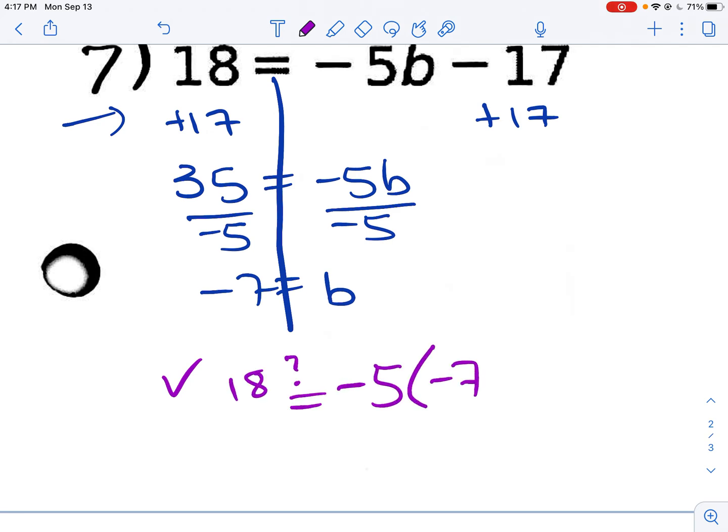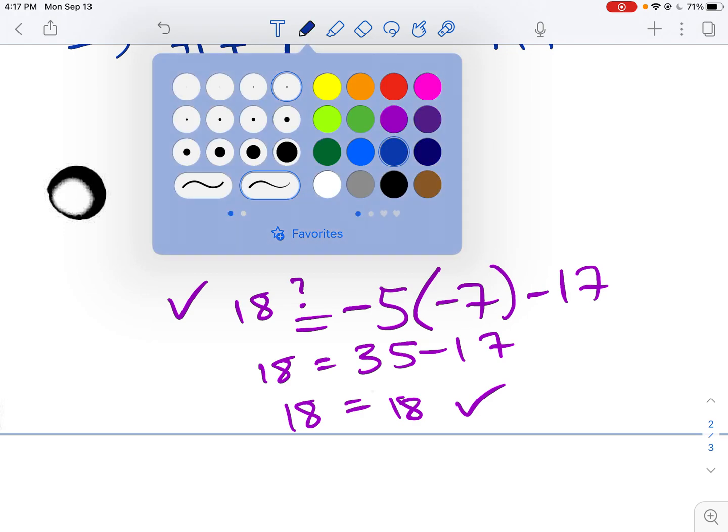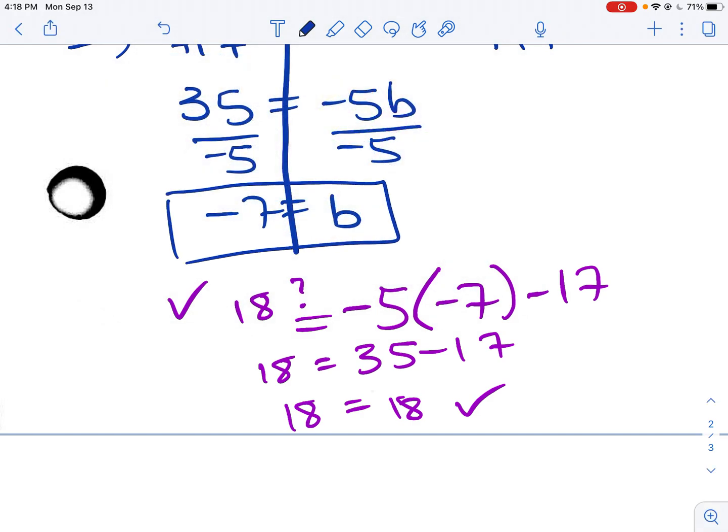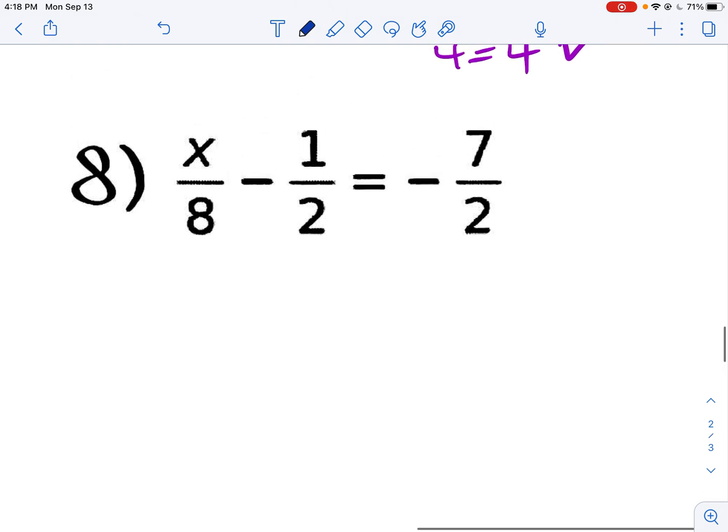18, does that equal negative 5 times negative 7 minus 17? 18 equals 35 minus 17. 18 equals 18. So negative 7 is my answer. And no, I didn't do that on purpose. I actually messed up.